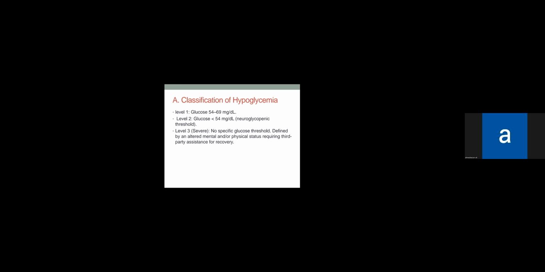We will go step by step for management. First, clinical presentation divided into autonomic, like tremors, palpitation, anxiety, sweating, hunger, and neuroglycopenic, dizziness, confusion, behavioral changes, seizure, and coma. We already talked about it.